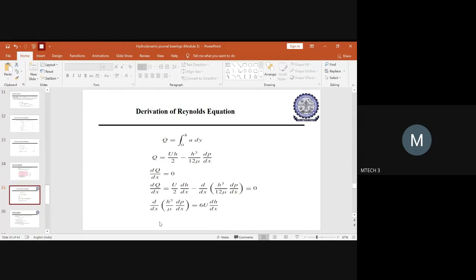So when you differentiate this term, this will be equal to 6u into dh by dx. Sorry, this has to be simplified here: d by dx of h cube by 12 mu into dp by dx. Later this value will be reduced into h cube by mu into dp by dx. When you differentiate this, you will get 6u into dh by dx.